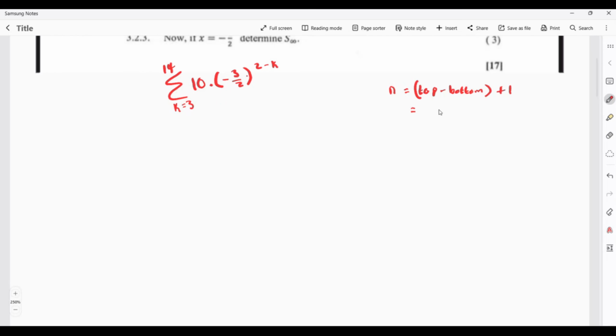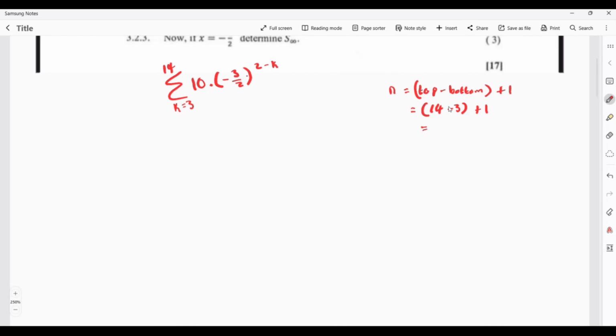So which means, what is our top? It's 14. What is our bottom? That's 3. And then plus 1 over there, of which when you do this in the calculator, you are certainly going to get, it's 14 minus 3. Let me verify.